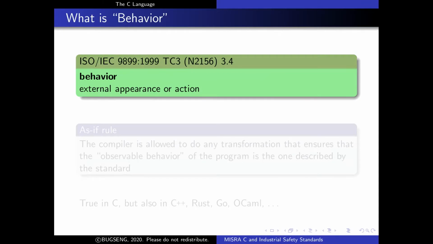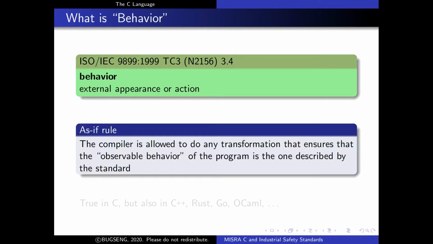So let us introduce the notion of behavior in C. I am referring here to C99, Technical Corrigendum 3, but it's the same also in C11 and C18. First of all, behavior is some appearance or action that is externally visible. So if it is not visible to the external world, then it's as if it doesn't happen.